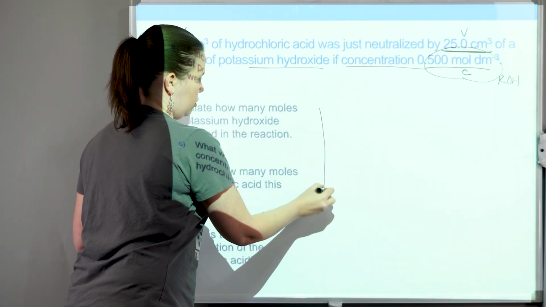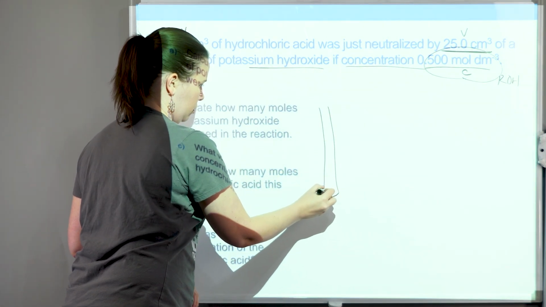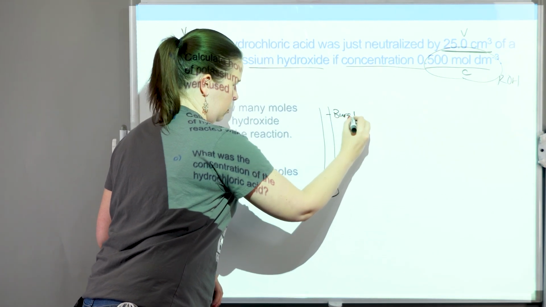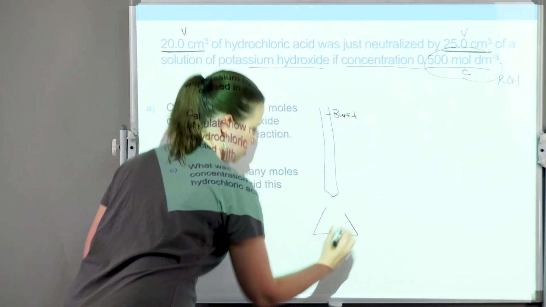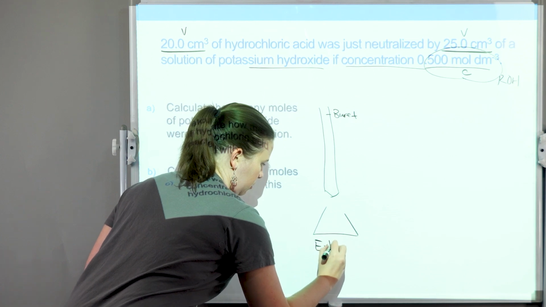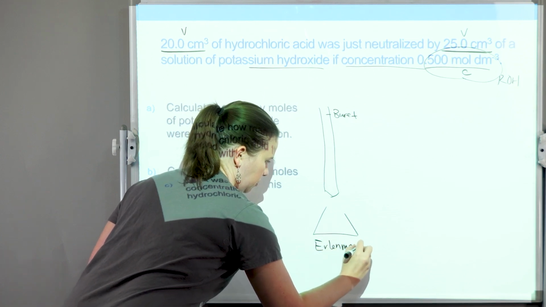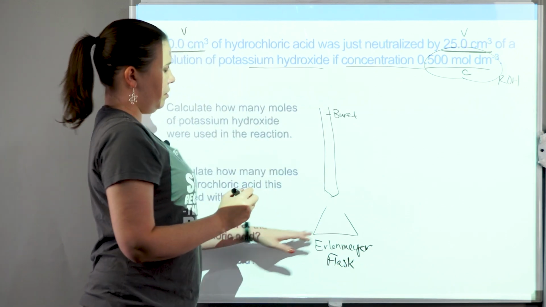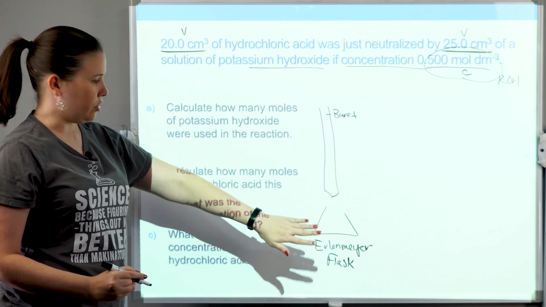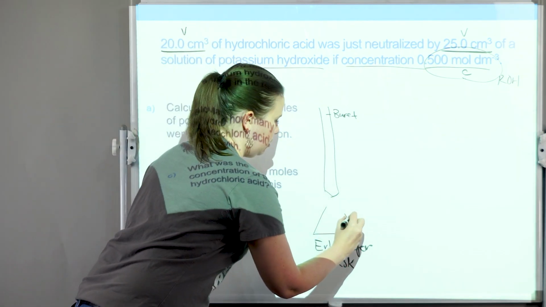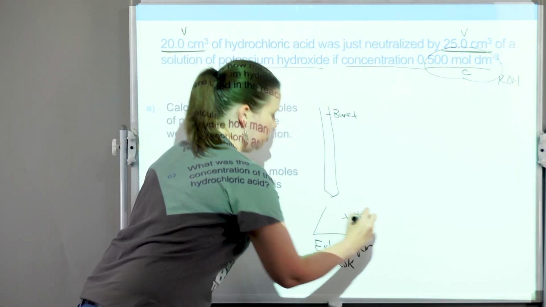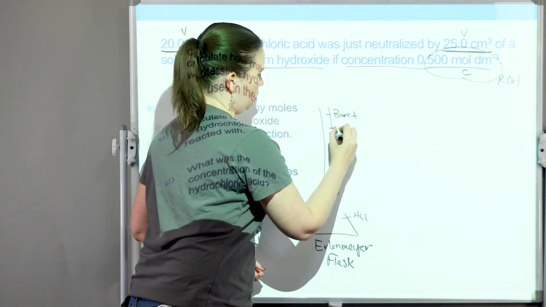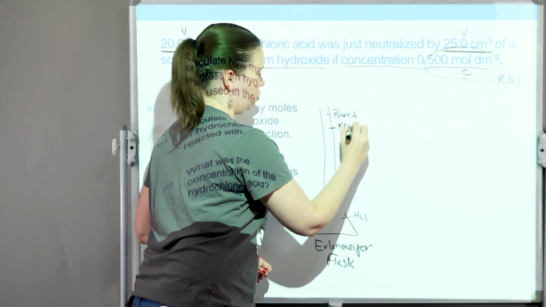So let's think about what this would look like in terms of an experiment. We would have our burette going into an Erlenmeyer flask. The thing that we are trying to standardize would go in the Erlenmeyer flask, in this case, our hydrochloric acid. Whereas the titrant, the thing where we know the concentration, is going to go in the burette, the KOH.